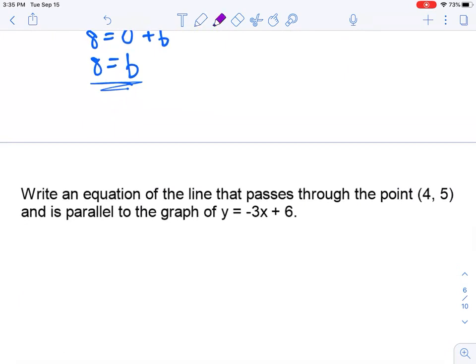Now, this time it says just write an equation. That means we can use point slope or slope intercept. I'll show you both. And it's of the line that passes through the point 4, 5. This time parallel, very important.